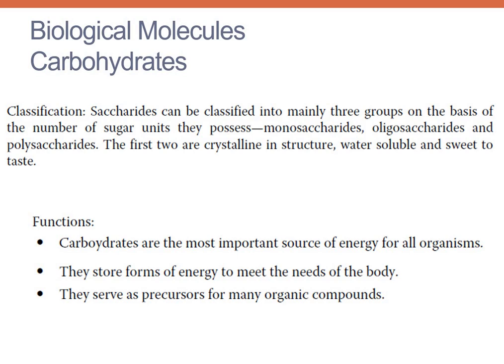Saccharides in general can be classified into three groups based on the number of sugar units they have. A single unit is called a monosaccharide, then oligosaccharides or polysaccharides. Monosaccharide is a single unit; oligo and polysaccharides we will talk about as we discuss further. The first two, monosaccharides and oligosaccharides, are crystalline in nature, while polysaccharides might not be. Monosaccharides and oligosaccharides are generally sweet in taste, water soluble, and crystalline in structure.